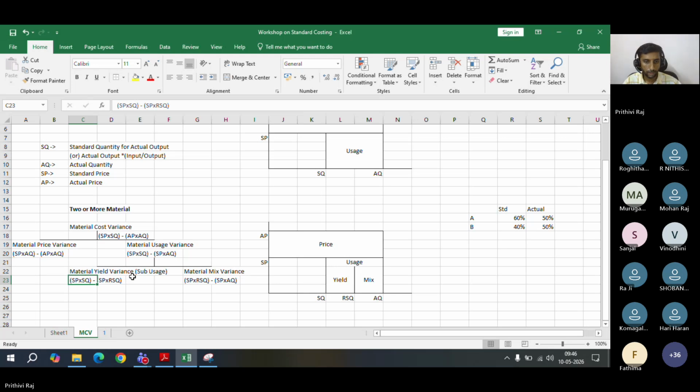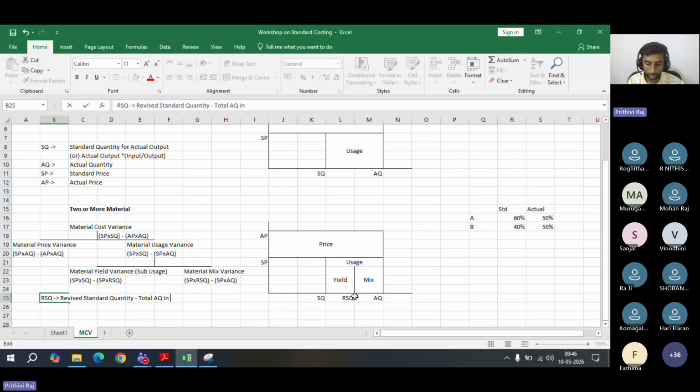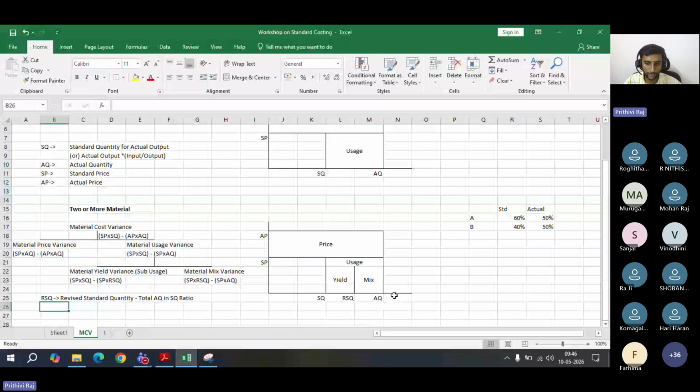Now let's see what is newly introduced. We saw SQ, we saw the same definition. AQ, we saw, SP, we saw, AP also. We saw everything in the previous table. Now the new thing is RSQ. It is called revised standard quantity. The definition is: total AQ in SQ ratio. Total AQ in SQ ratio. So the RSQ expansion is revised standard quantity. It is total AQ in SQ ratio.